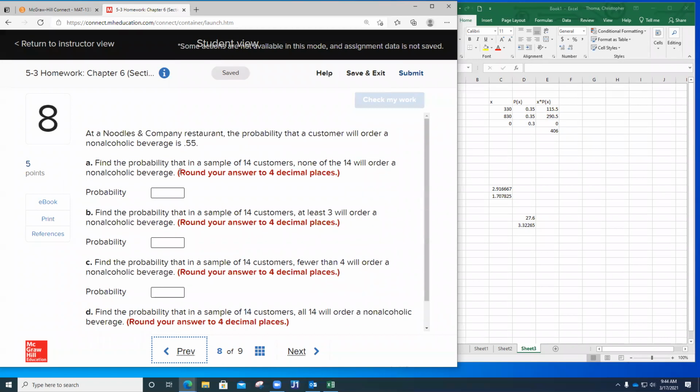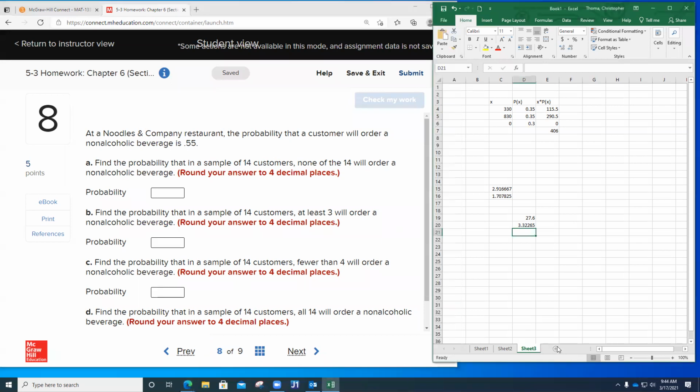So it doesn't state it in here, but this is a binomial problem, right? Because you either order a non-alcoholic drink, or you do not order one. We're going to assume that they're independent and the probability does not change, because those are two of the rules for probability. And we need a sample size, which you can see for all of our problems is 14. So this is a binomial, right?